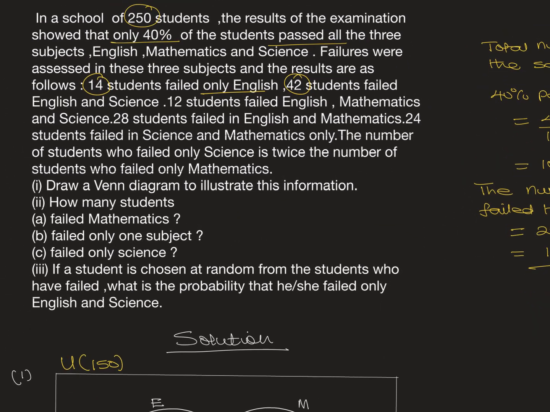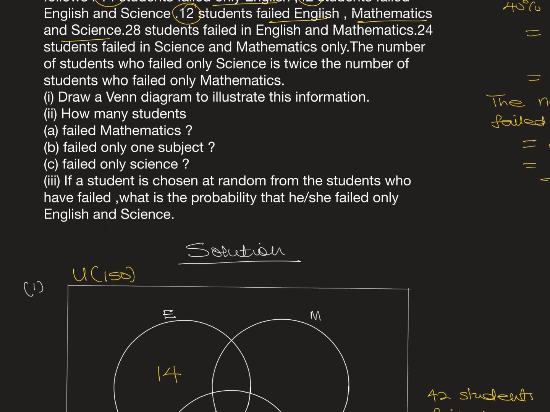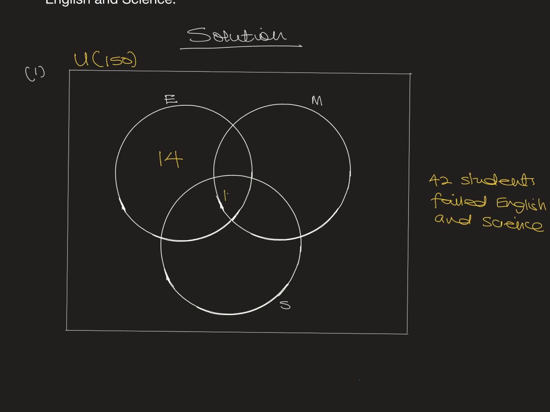It says 12 students failed English, mathematics, and science. So that is all the three subjects. We are able to know that. That is 12 students failed English, mathematics, and science. So that is students who have failed all the three subjects. We can write that like that. Now, we can go back to this information that we have here.